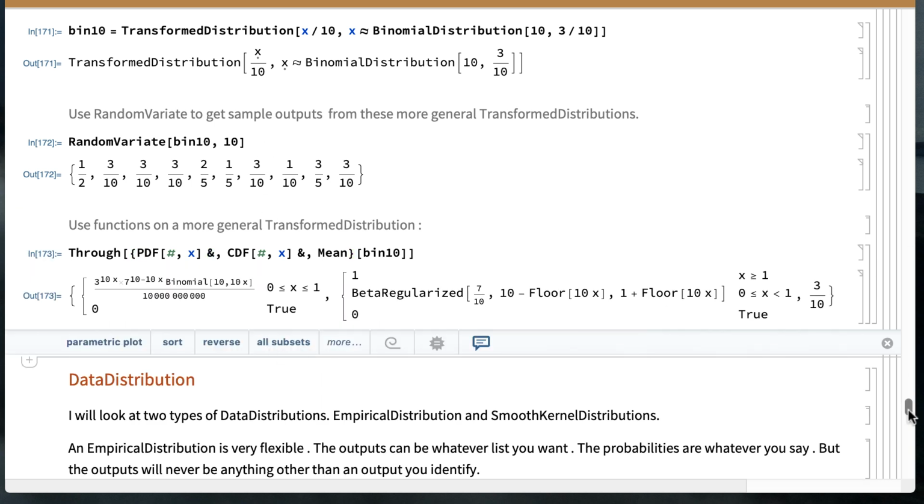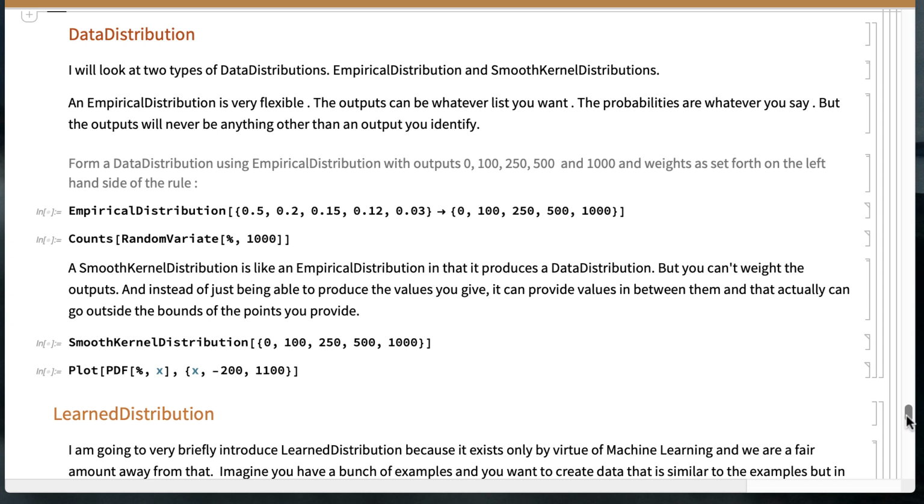Okay, so it's time to look at something new, which is a data distribution. Two types of data distributions I want to look at: an empirical distribution and a smooth kernel distribution. So supposing I just know that, well, 50% of the time I get zeros, and 20% of the time I get 100, and 15% of the time I get 250, 12% 500, 3% 1,000.